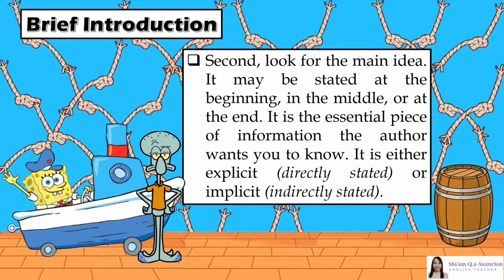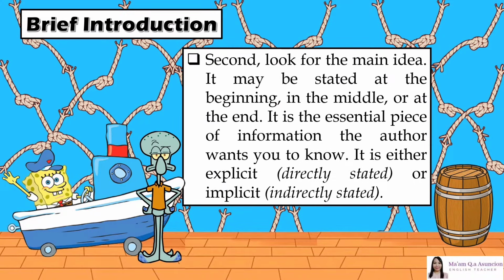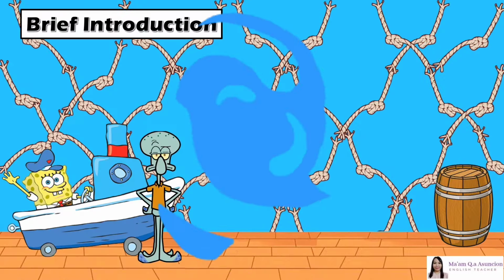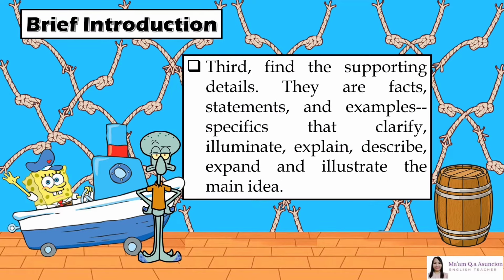Second, look for the main idea. It may be stated at the beginning, in the middle, or at the end. It is the essential piece of information the author wants you to know. It is either explicit, directly stated, or implicit, indirectly stated. Third, find the supporting details. They are facts, statements, and examples, specifics that clarify, illuminate, explain, describe, expand, and illustrate the main idea.